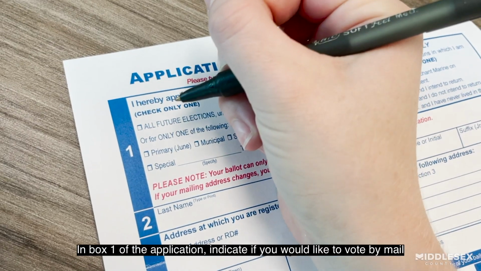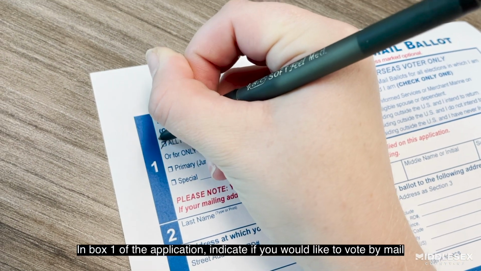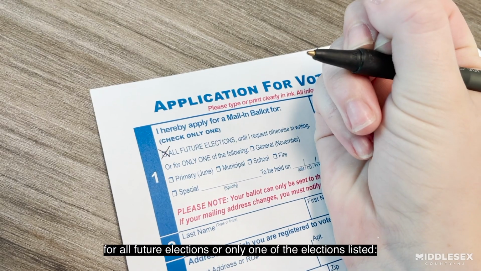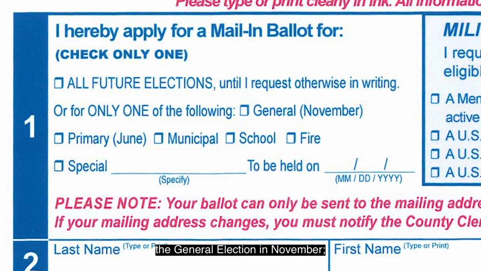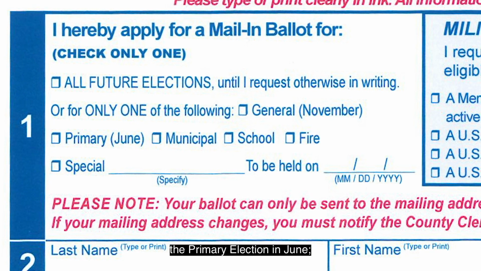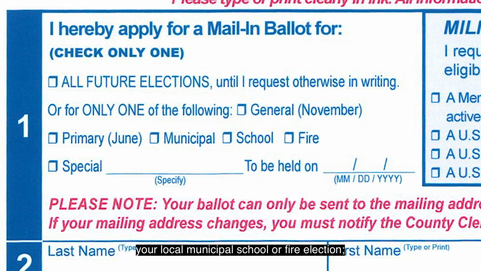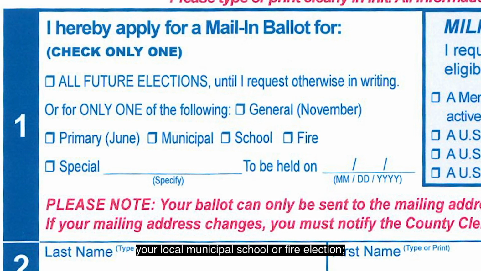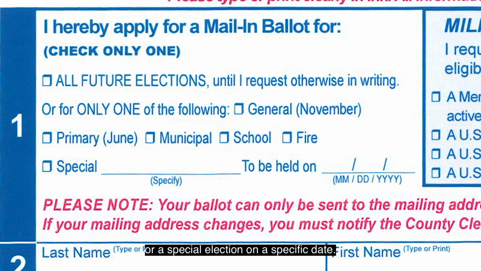In Box 1 of the application, indicate if you would like to vote by mail for all future elections or only one of the elections listed: the general election in November, the primary election in June, your local, municipal, school, or fire election, or a special election on a specific date.